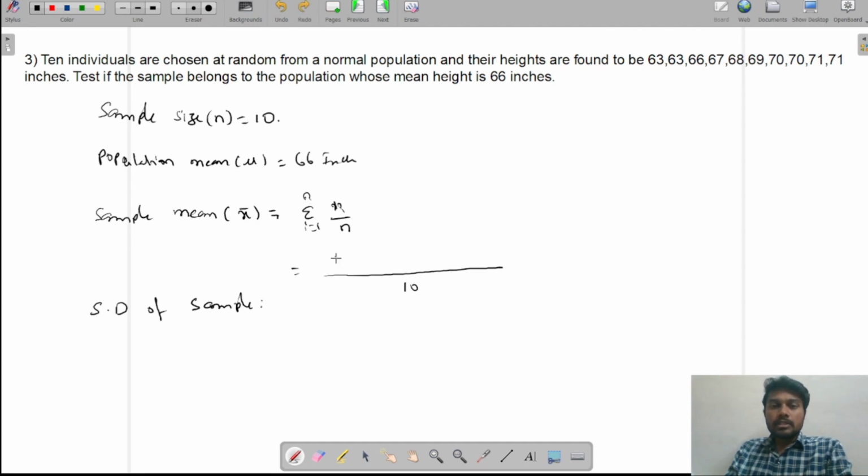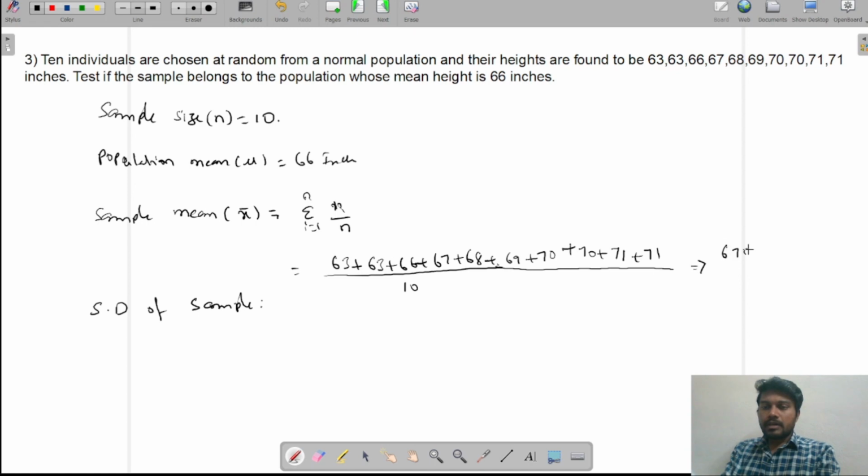Summation xi means we are adding the individual observations: 63 plus 63 plus 66 plus 67 plus 68 plus 69 plus 70 plus 70 plus 71 plus 71. These are the values we have. The sum is 678, divided by 10, which is 67.8. So x bar equal to 67.8.